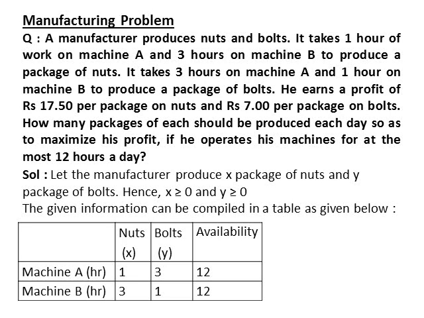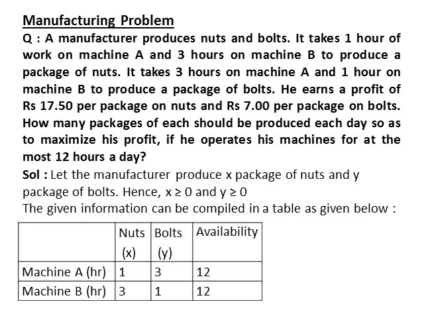Student, it is given that to produce one package of nuts, 1 hour of machine A and 3 hours of machine B are required. Similarly, to produce one package of bolts, 3 hours of machine A and 1 hour of machine B are required. It is also given that the availability of each machine A and B is for at most 12 hours. It means both the machines can be used daily for maximum 12 hours.